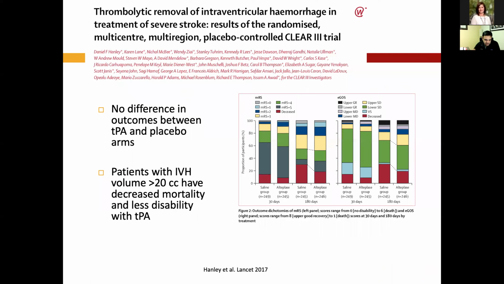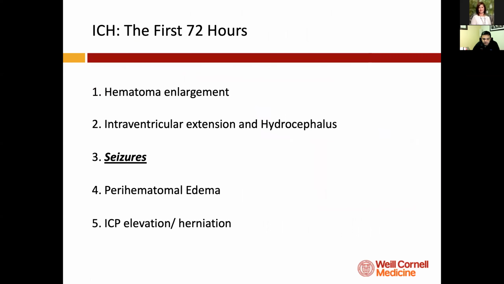And this was the trial I was talking about, where they looked at functional outcomes in patients who were given TPA and those who did not get TPA. Unfortunately, there was no difference. But what they did find was if somebody came in with a large IVH, with a lot of blood in the ventricles, more than 20 cc's, then in those patients, TPA tended to be more effective. So perhaps we were targeting the wrong set of patients to begin with, and we need to be a little more careful in selecting patients.